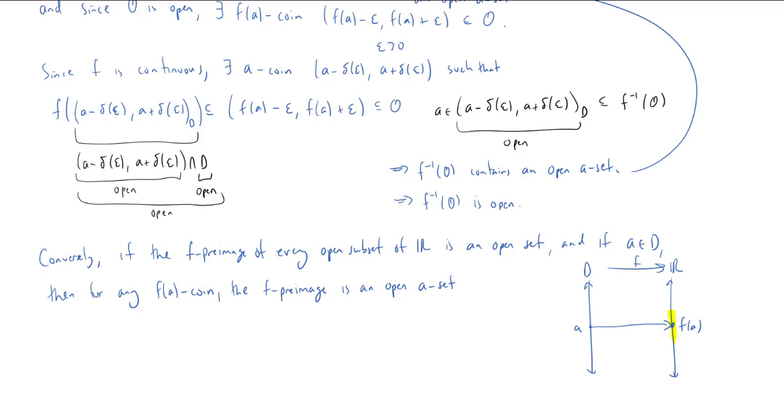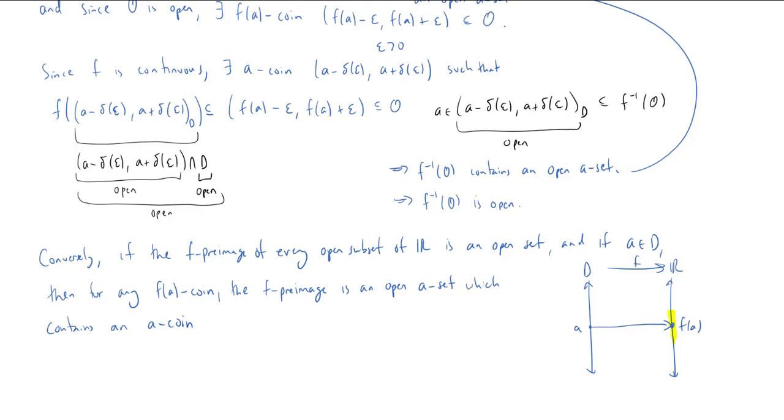Why? Well, what did it mean to be an open set? That means that all of your points are interior points. But to be an interior point, that means the set must contain a coin for you, right? So my point a is an interior point if my set contains an a coin. Okay, fine. So an open a set, which contains an a coin.